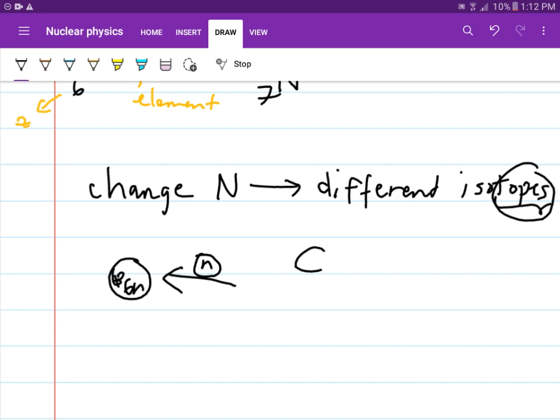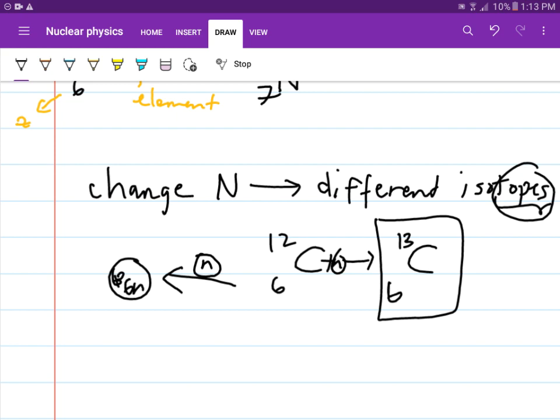So from carbon 12, if you add another neutron, plus N, it will result in the same number of protons but a different mass number. This is called an isotope of carbon. Usually they write it as carbon 13.